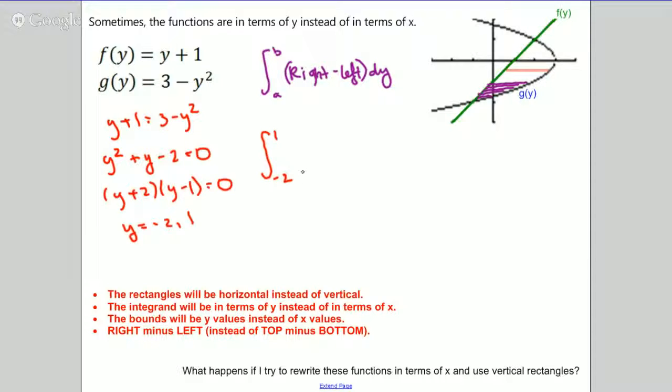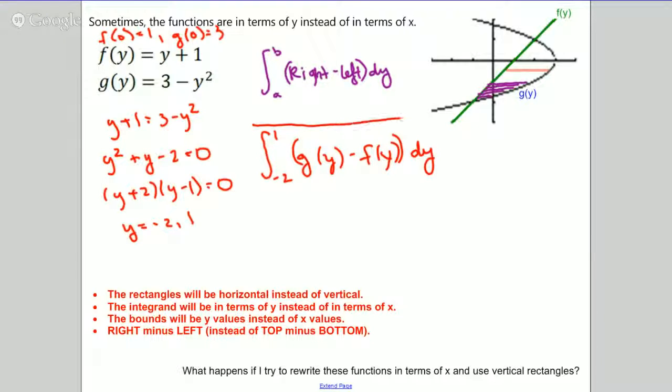So 1 point in between would be 0, right? That'd be an easy one to check. So f of 0 is going to be 1, and g of 0 is going to be 3. So g is to the right, which is verified by our graph here, right? So g of y minus f of y dy will be our final integral.